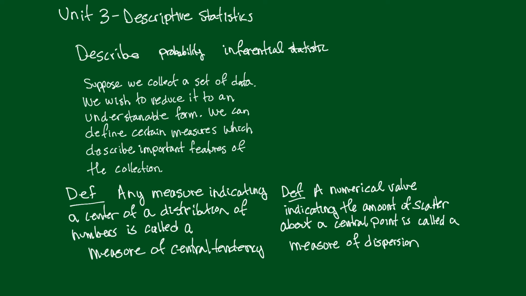So first, we're going to take this collection of numbers and we're going to find its center. That'll be our measure of central tendency. And then once we have that center point, we're going to find out how spread the data is around that, if it's tight or if it's really spread out. That will be a measure of dispersion.